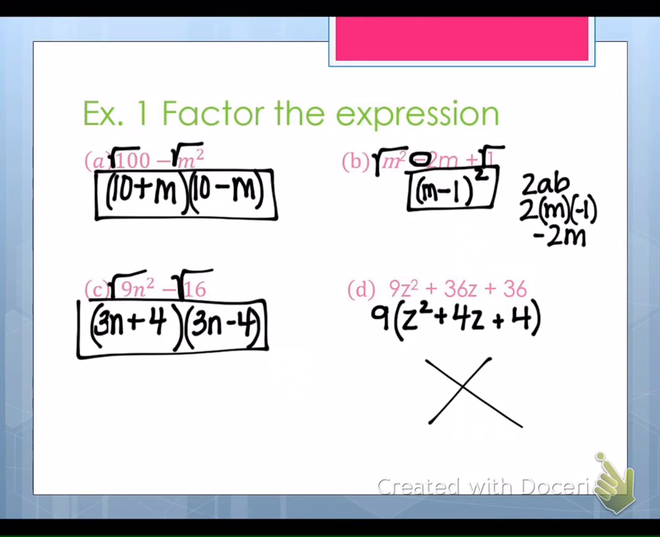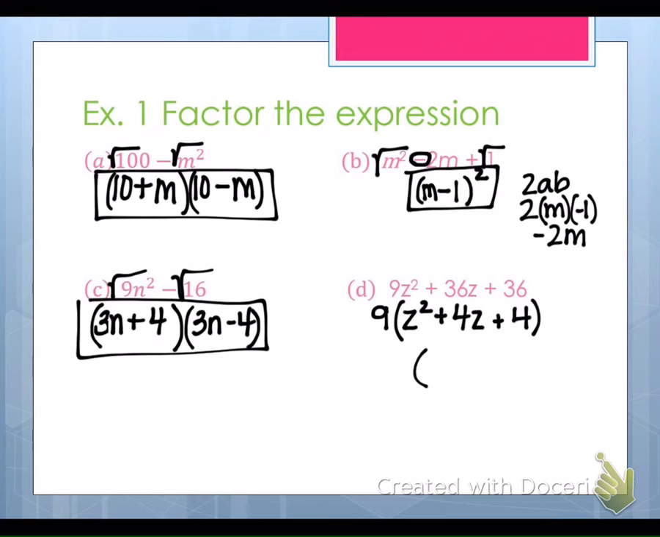All right, look at the first term, look at the third term. What do you notice about the first term and the third term? They are what? Okay, but they are what? What's the whole point of our lesson today? They are what? Perfect squares. The square root of z squared is z. The square root of 4 is 2. So this is a shortcut problem. This is a special product. This is a perfect square trinomial.